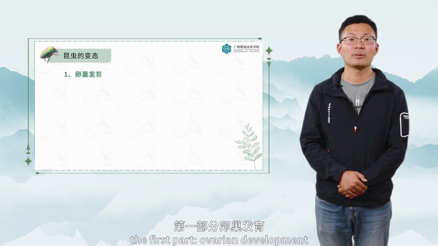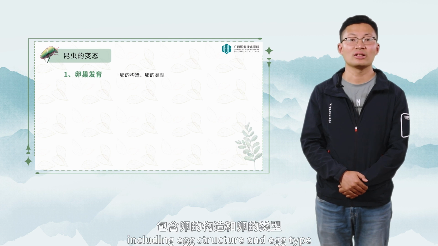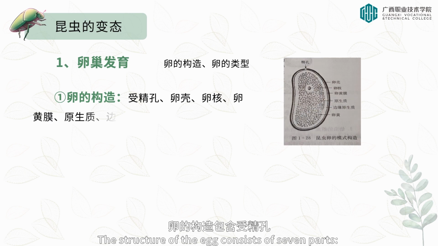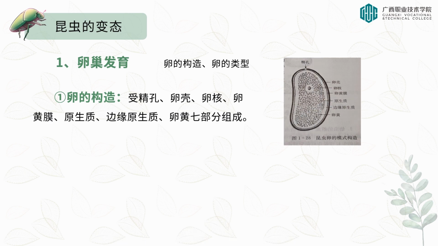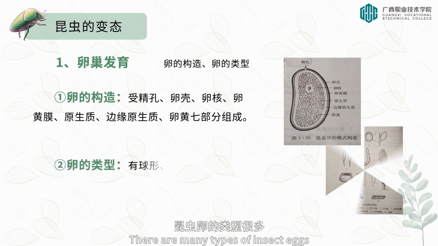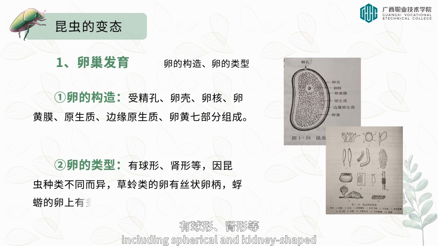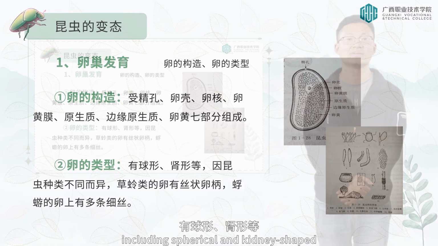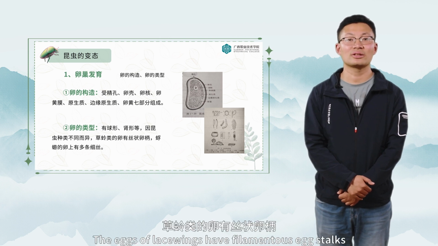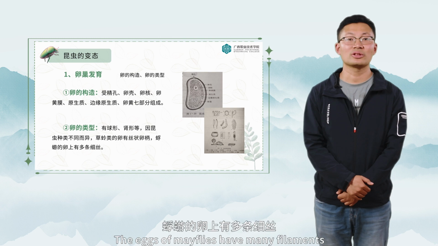The first part, ovarian development, including egg structure and egg type. The structure of the egg consists of 7 parts: fertilization pole, egg shell, egg nucleus, yolk membrane, protoplasm, protoplast margin, and yolk. There are many types of insect eggs, including spherical and kidney-shaped, which vary by insect species. The eggs of lacewings have filamentous egg stalks. The eggs of mayflies have many filaments.